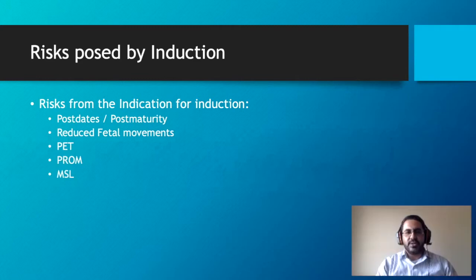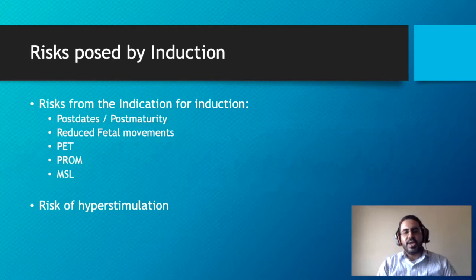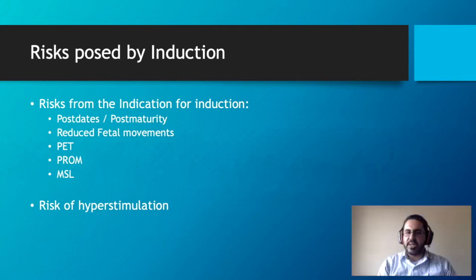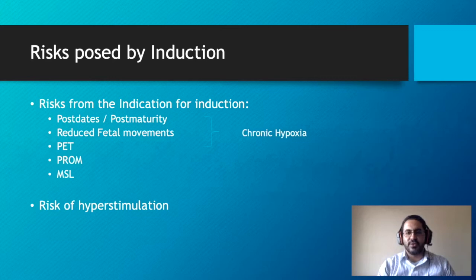But obviously, as we're inducing, the risk of hyperstimulation is obviously there. So as you correctly said, hyperstimulation is definitely one of the main risks. But look at the list that we have here. What do you think is the risk being faced by somebody who's coming in because they're post-dates? Meconium-stained liquor. Meconium-stained liquor, okay. I guess there might be a risk of placental insufficiency depending on how far she is. So obviously 41 plus 6, 42, etc.